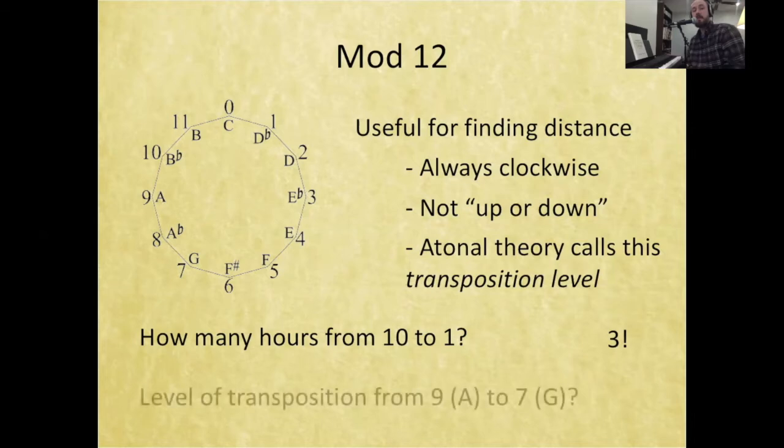So similarly, let's figure out what the level of transposition from an A natural to a G natural, or we might say from 9 to 7, would be. What would that transposition level from 9 to 7 be? Remember, we're going around the clock clockwise. The other way you could think about this would be, how many hours is it from 9 a.m. to 7 p.m.? And I'm hoping that you would get to the answer 10. That's a distance of 10.